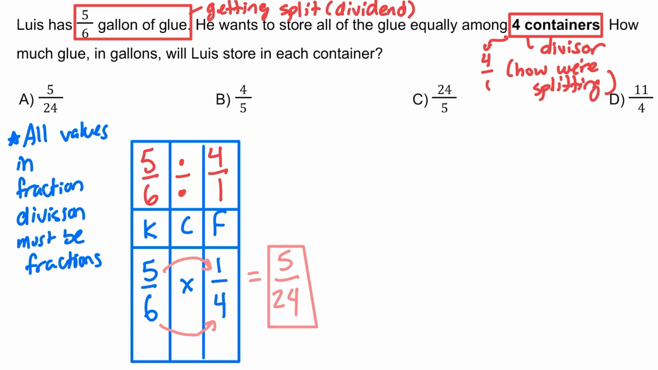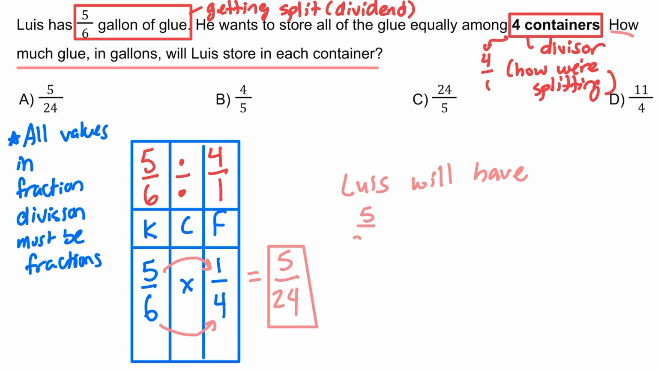So what does that mean? Remember the question that we were being asked: how much glue in gallons will Lewis have in each container? So we'll say Lewis will have 5/24. We'll write gallon, but we read it as 5/24 of a gallon in each container.